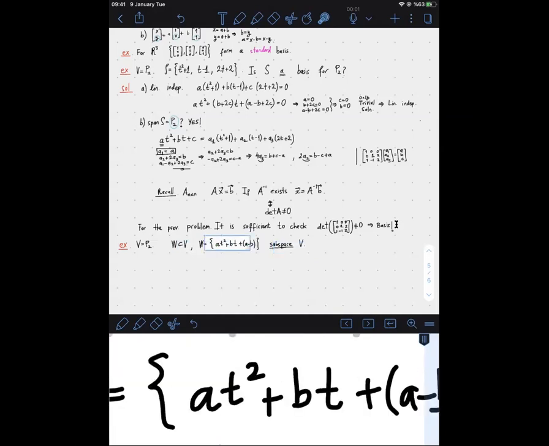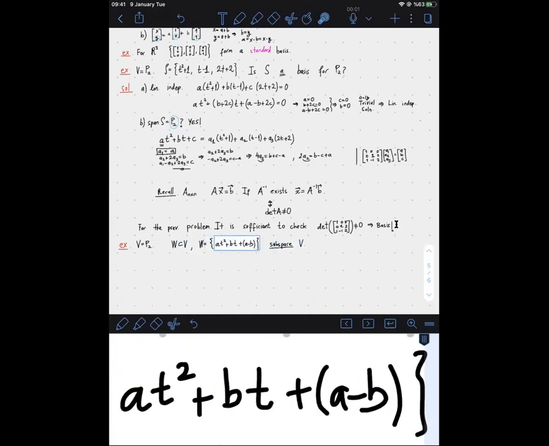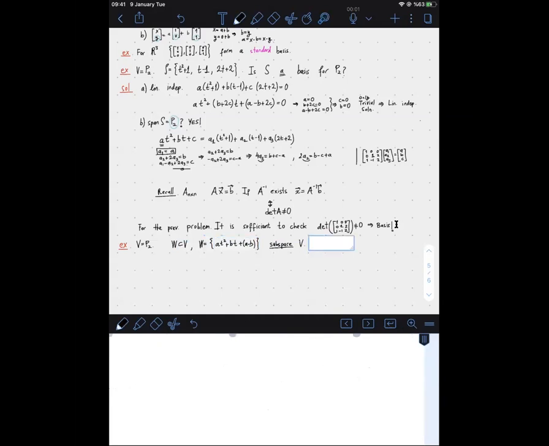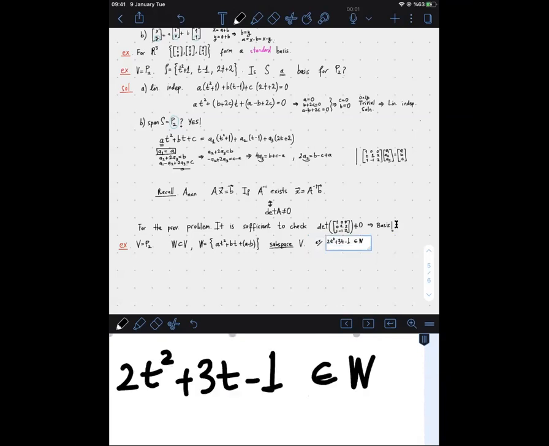Let's give an example. For example, 2t squared plus 3t minus 1 is in W. But let's give another example, which is 3t squared plus 1. This is not in W, because the constant term must be of the form a minus b.